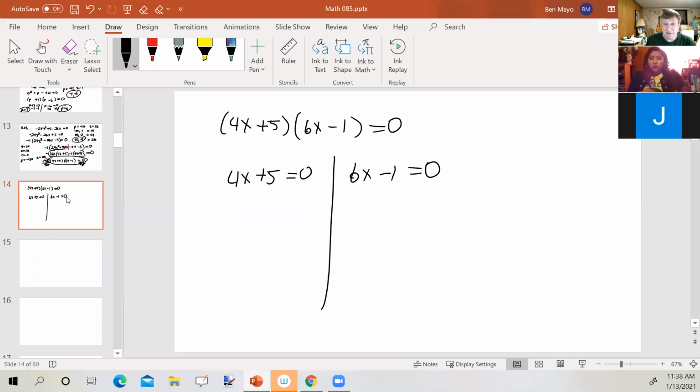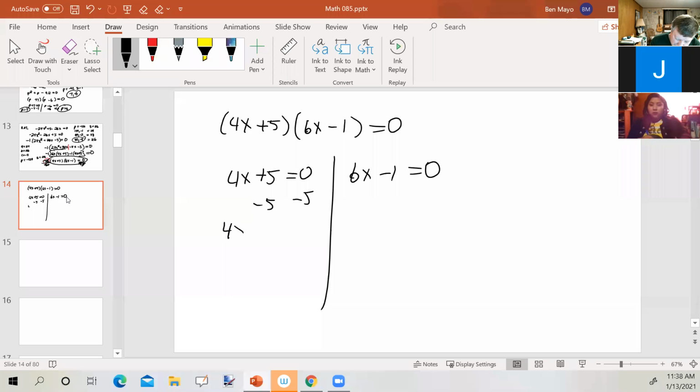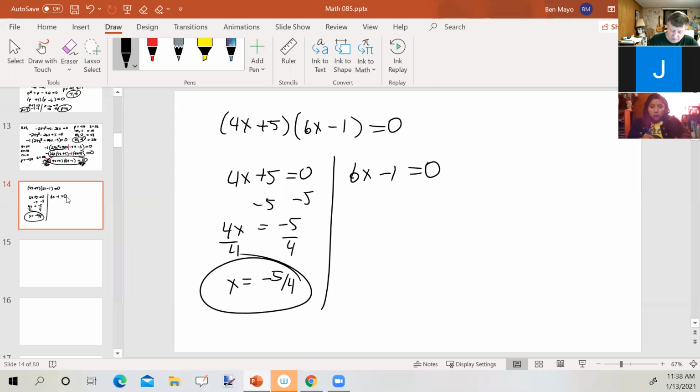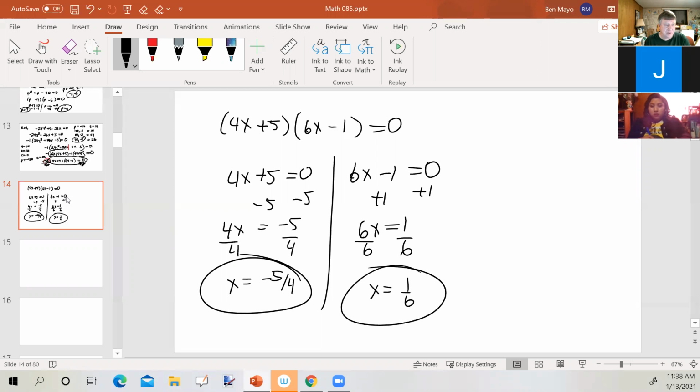Solving the first linear equation, I will subtract 5 from both sides of the equal sign and then divide both sides by 4. So x is -5/4. There's one of the solutions. The second equation, I'll add 1 to both sides. 6x equals 1. Divide both sides by 6, and x equals 1/6.